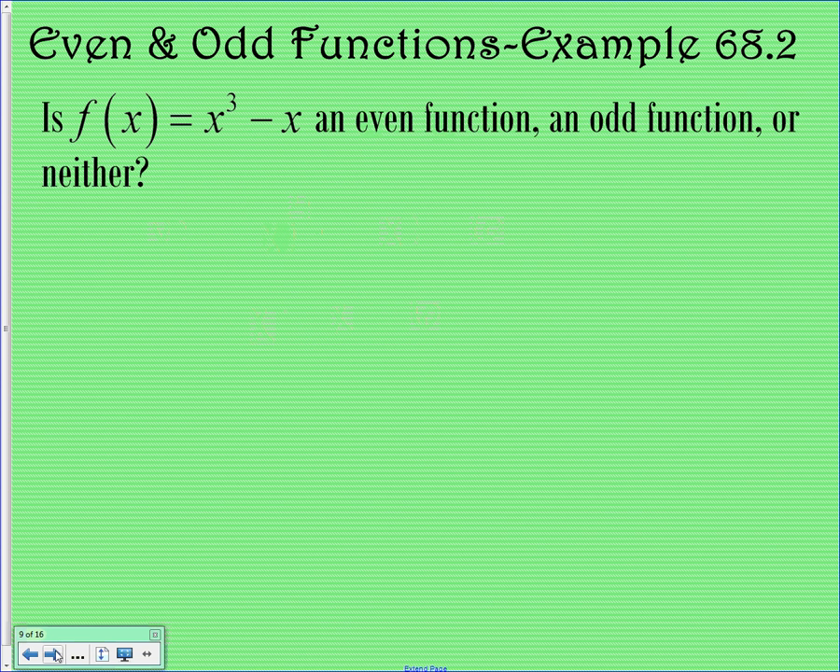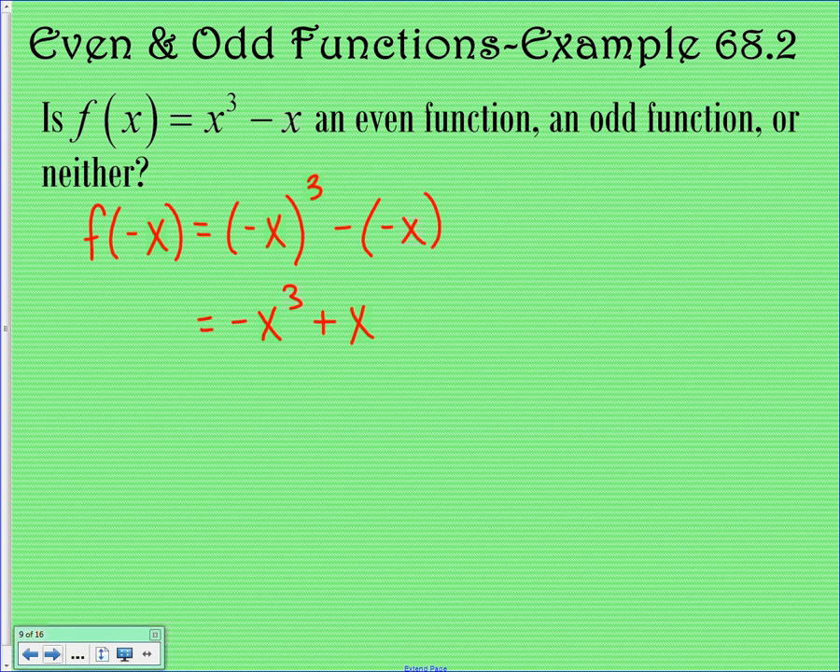Looking at another one. Is this an even function, an odd function, or neither? Well, we're going to start with f of negative x. Everywhere we have an x, we put a negative x. So we have negative x cubed, and then minus negative x to the first power. There's a little 1. You can write it if you want. Negative x cubed stays negative x cubed. That negative stays. And then we have minus a negative, so that becomes a positive.